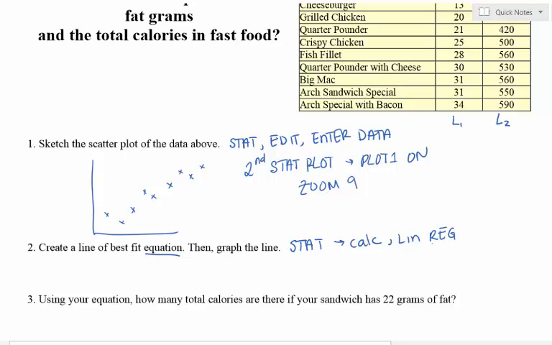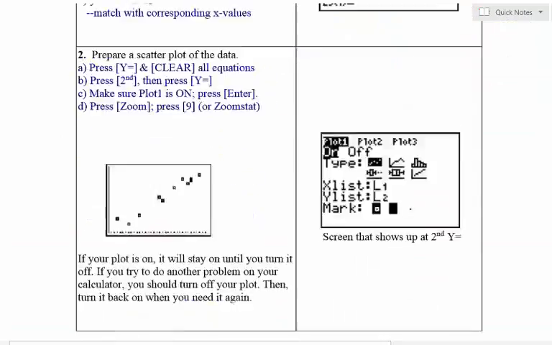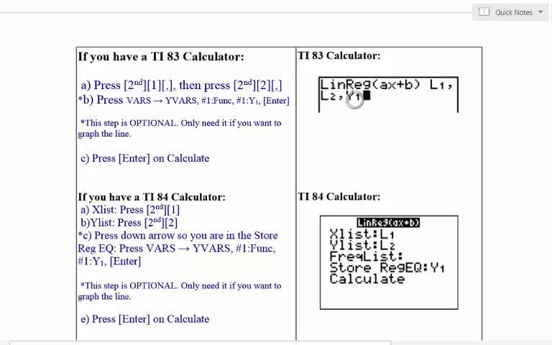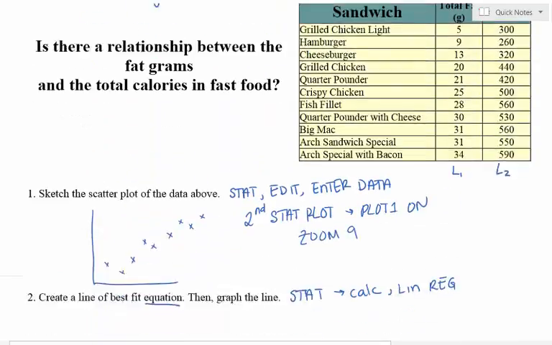Now, here's the kicker. If you have an older calculator, yours might look different than mine. But if you look at another page, it goes through step-by-step directions. So if you have an older calculator, it's going to look like the top picture up here so you can follow along. If you have a TI-84 calculator, it's going to look like mine looks in this video. So make sure that yours looks appropriate.